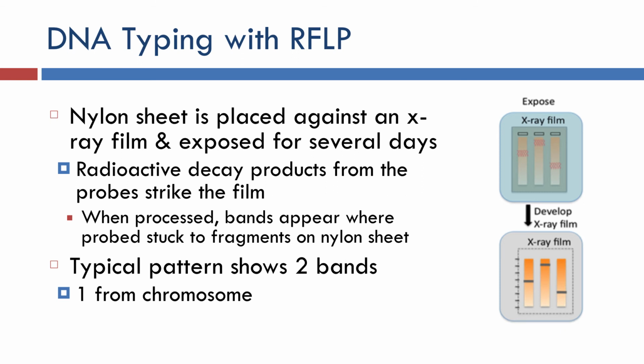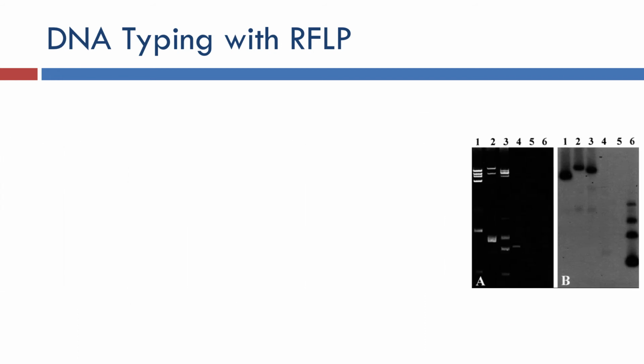The radioactive decay that is produced from the probe will strike the film. When you process the film, the bands appear where the probe stuck to the fragments in the nylon sheet. Typically, a pattern shows two bands, one from each chromosome, one from the mother, one from the father.